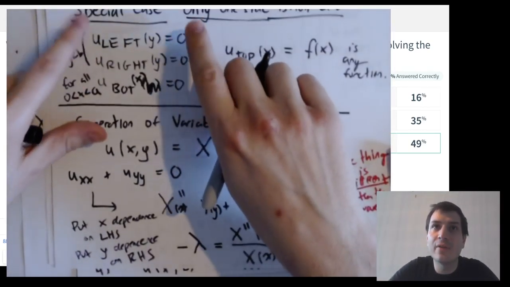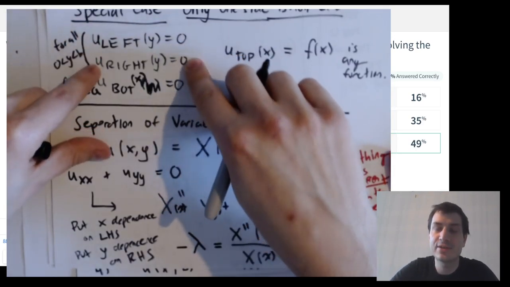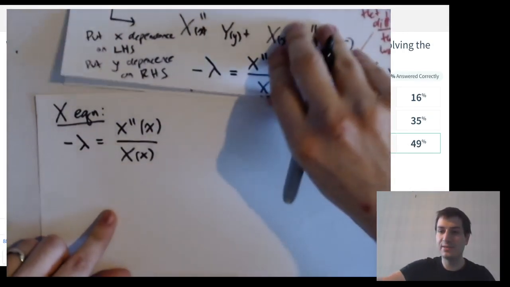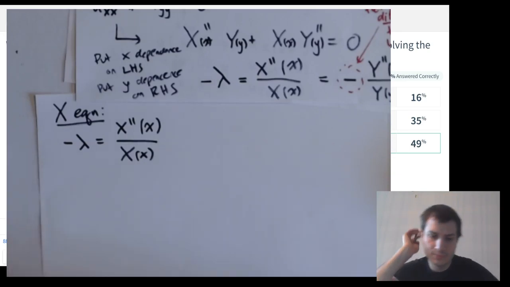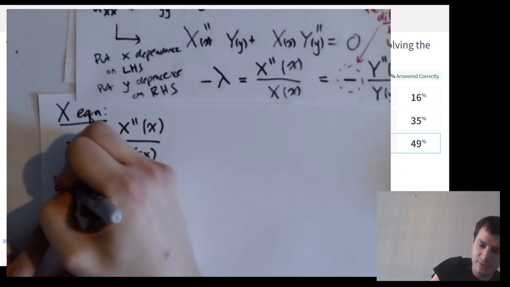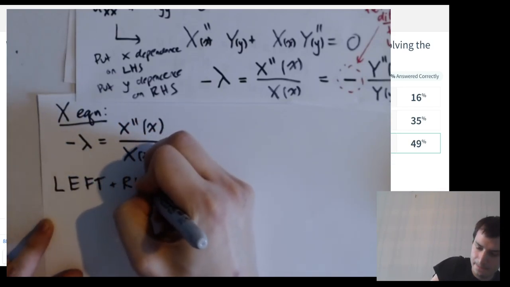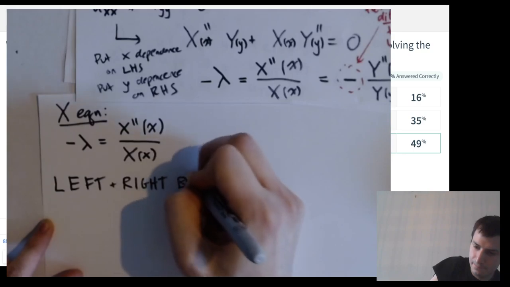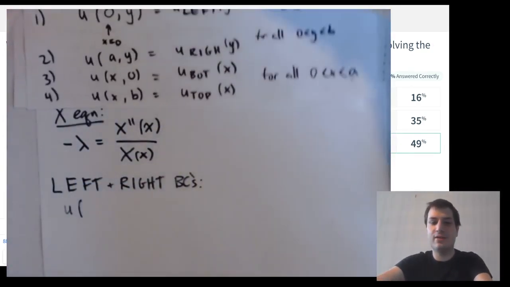We have, on the left and the right, it's always 0. U left of Y is always 0. U right of Y is always 0. And what that means, so if you take the left and right boundary conditions, that's what I'm going to do right now. So they say that U at the left and the right are 0.